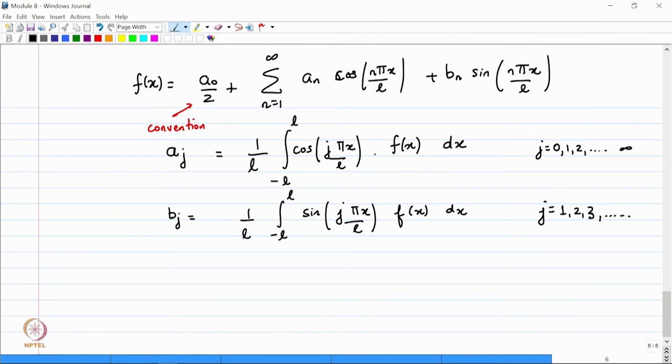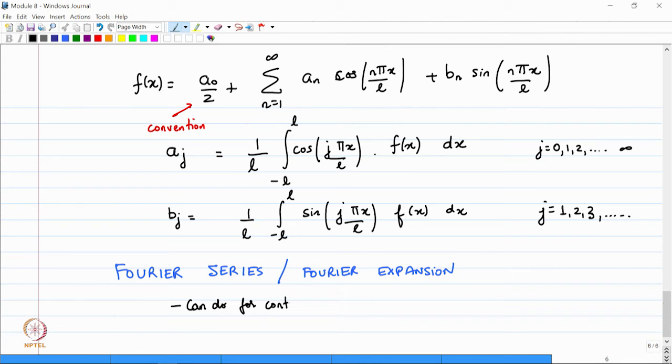So, this is the definition of the Fourier series. This is what is meant by the Fourier series or Fourier expansion. And as I said, you can do this for any function, both continuous and discontinuous functions.